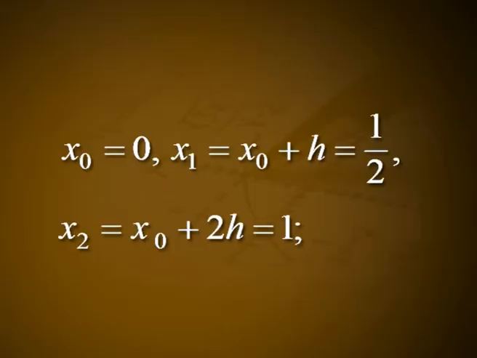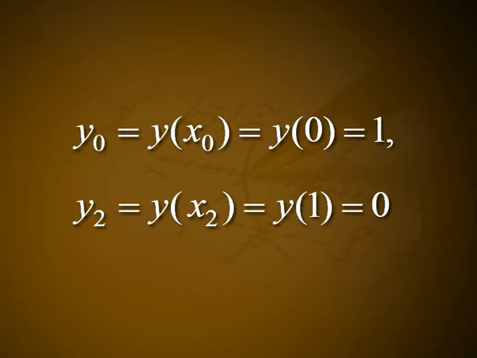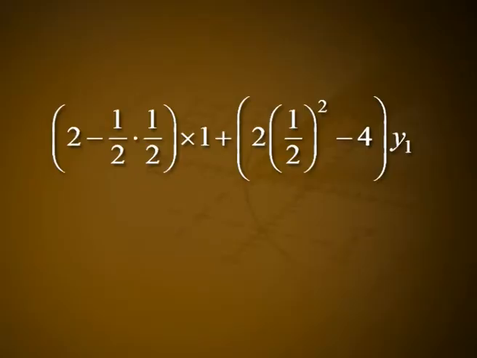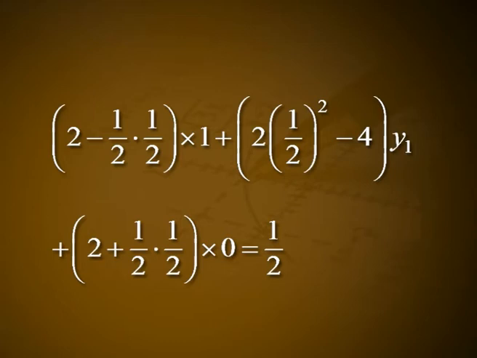Let h equal to 1/2, then n equal to 2, and in this case we have x0 equal to 0, x1 equal to x0 plus h, that is equal to 1/2, x2 equal to x0 plus 2h, that is equal to 1, y0 equal to y at x0, that is equal to y at 0, that is 1, y2 equal to y at x2, that is equal to y at 1, that is 0. Substituting these values in equation 8 with i equal to 1, we obtain (2 minus 1/2 into 1/2) into 1 plus (2 into (1/2) all square minus 4) into y1 plus (2 plus 1/2 into 1/2) into 0 that is equal to 1/2.